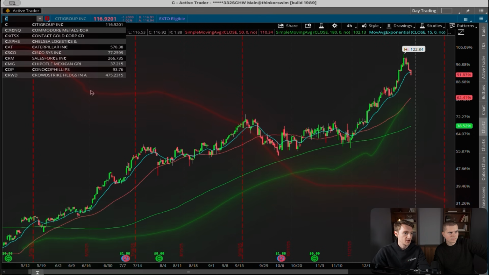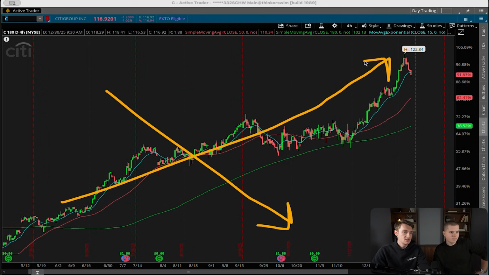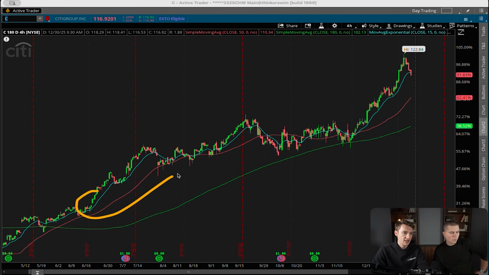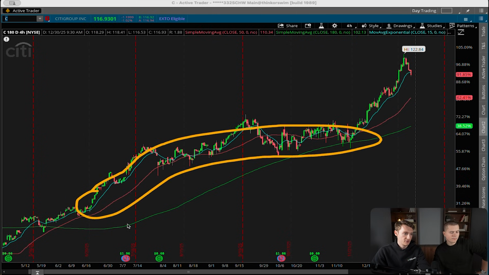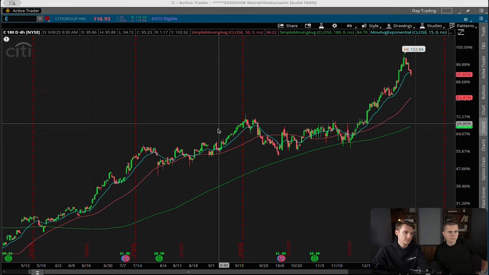I'm going to pull out my drawing tool here. So this would be bearish. This would be bullish. So we're looking for stocks that are trading above the green line. Okay, this is the green line right here. And so, for example, Citibank is trading above.